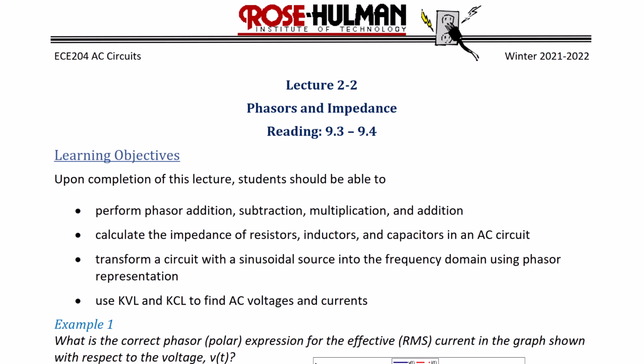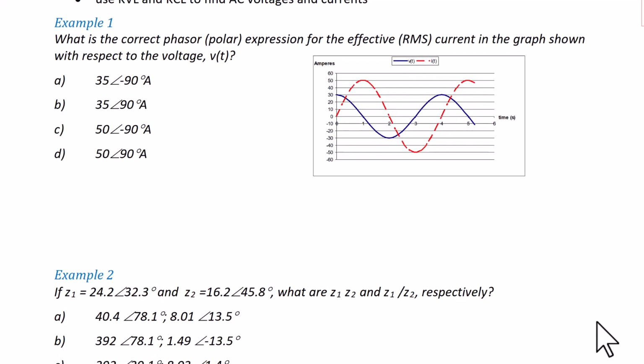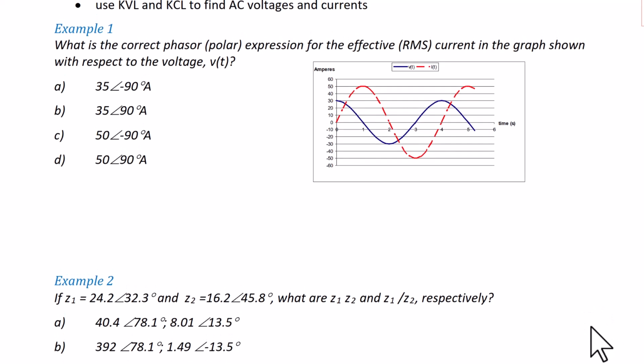Let's get started. Example 1. What is the correct phasor polar expression for the effective RMS current in the graph shown with respect to the voltage V of t? The dashed line is I of t, and the solid line is V of t, which is our reference. The first thing you should notice is that the dashed line is a sine wave and the solid line is a cosine wave.